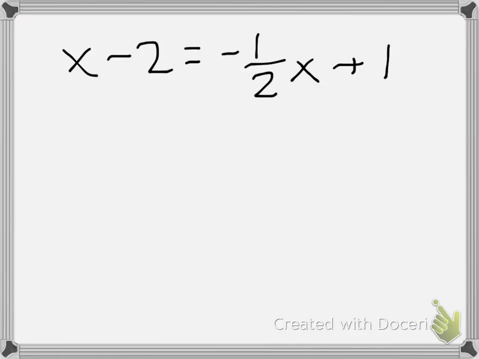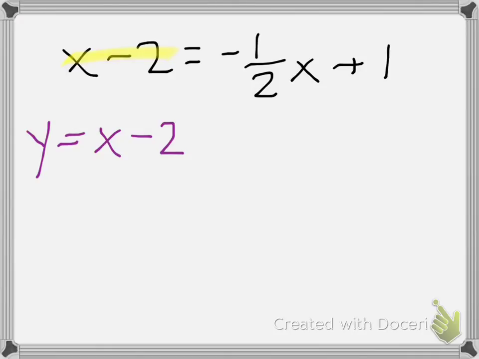Okay, to start, we are going to take each side of the equation and turn it into its own linear equation. So what I mean by that is I'm going to take this left side here and I'm going to write an equation with it. Y equals x minus 2. So I just added y equals in front of it.